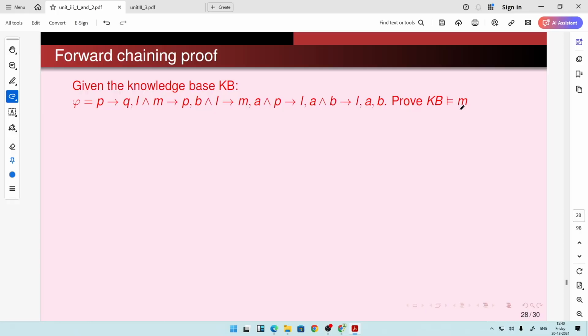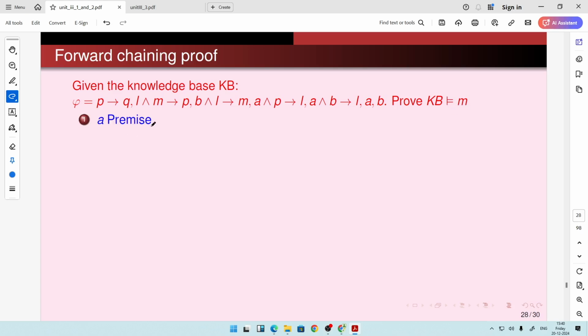So, we have the knowledge base phi as: P implies Q, L and M implies Q, B and L implies M, A and P implies L, and A and B implies L, A, B. Can we prove the knowledge base entails M? Again, how do we do that?